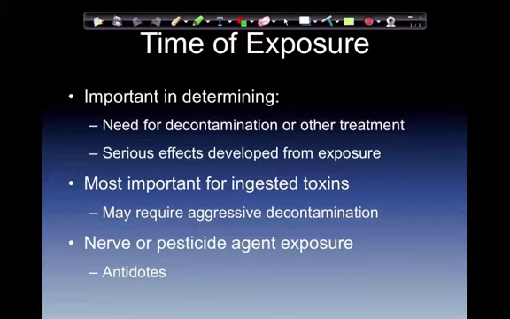Serious effects develop from the exposure in general. Most important for ingested toxins may require aggressive decontamination. Nerve or pesticide agent exposure. Antidotes for this are a substance to counteract the form of poisoning, and we'll talk about those. Organophosphate or nerve agent poisoning has the most common antidote that we carry on the truck, but we do have other antidotes as well.